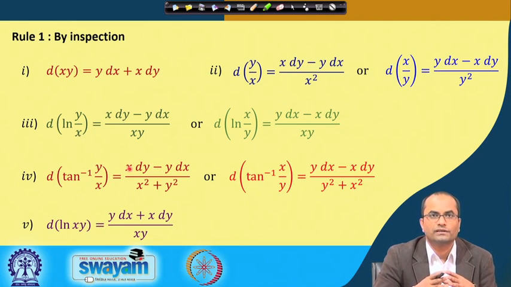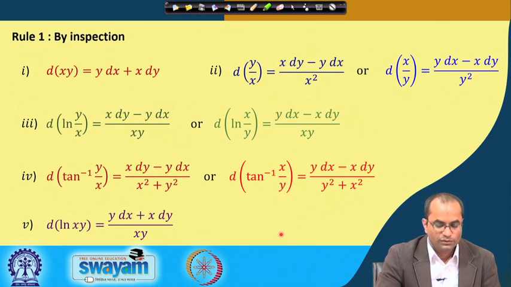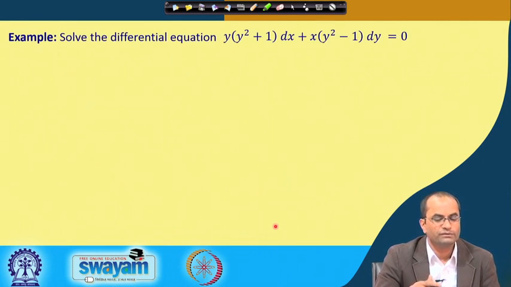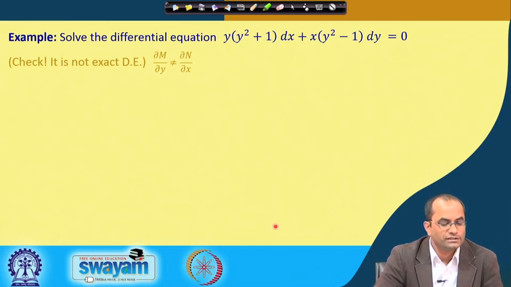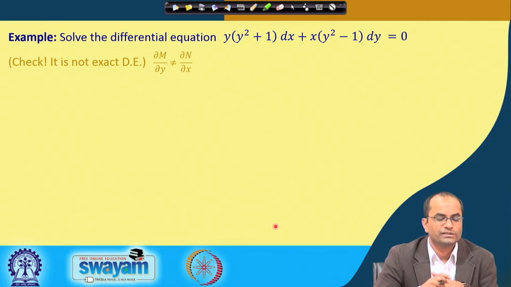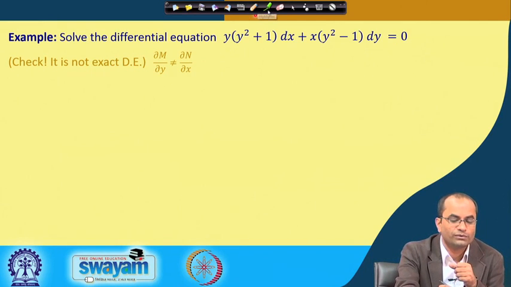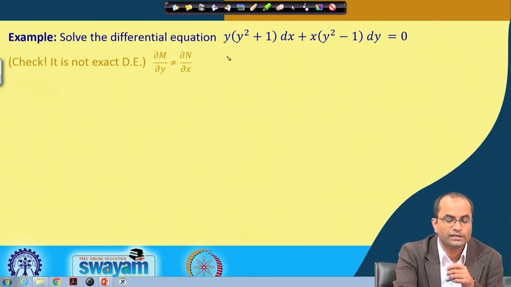We will go through at least one example where we have the possibility to recognize those standard differentials. Again we can check that this is not an exact differential equation, because del M over del y is not equal to del N over del x. So what is del M over del y here?